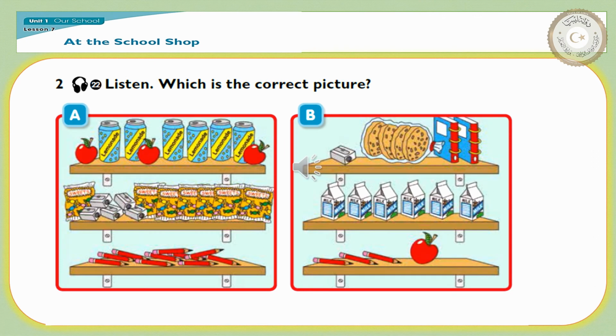Listen. Which is the correct picture? In my school shop, there are lots of pencils. These are on the bottom shelf. On the top shelf, there are cans of lemonade and some apples. On the middle shelf, there are sweets and sharpeners.